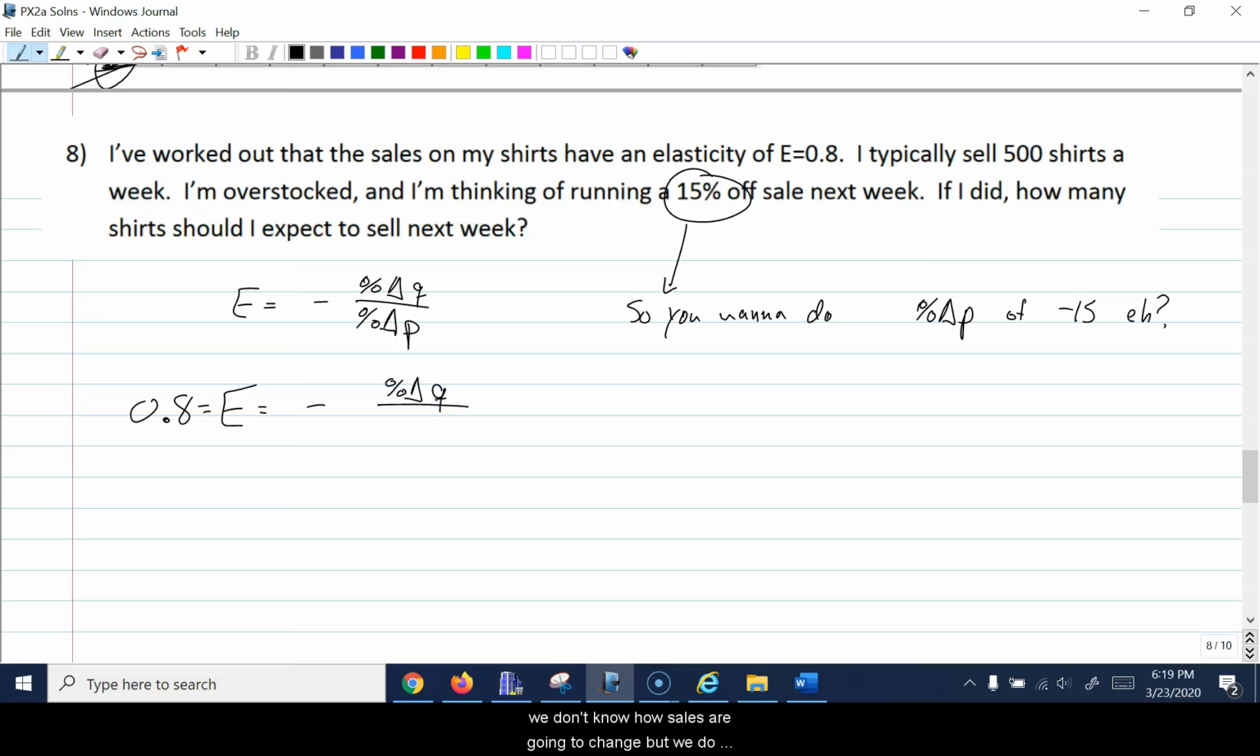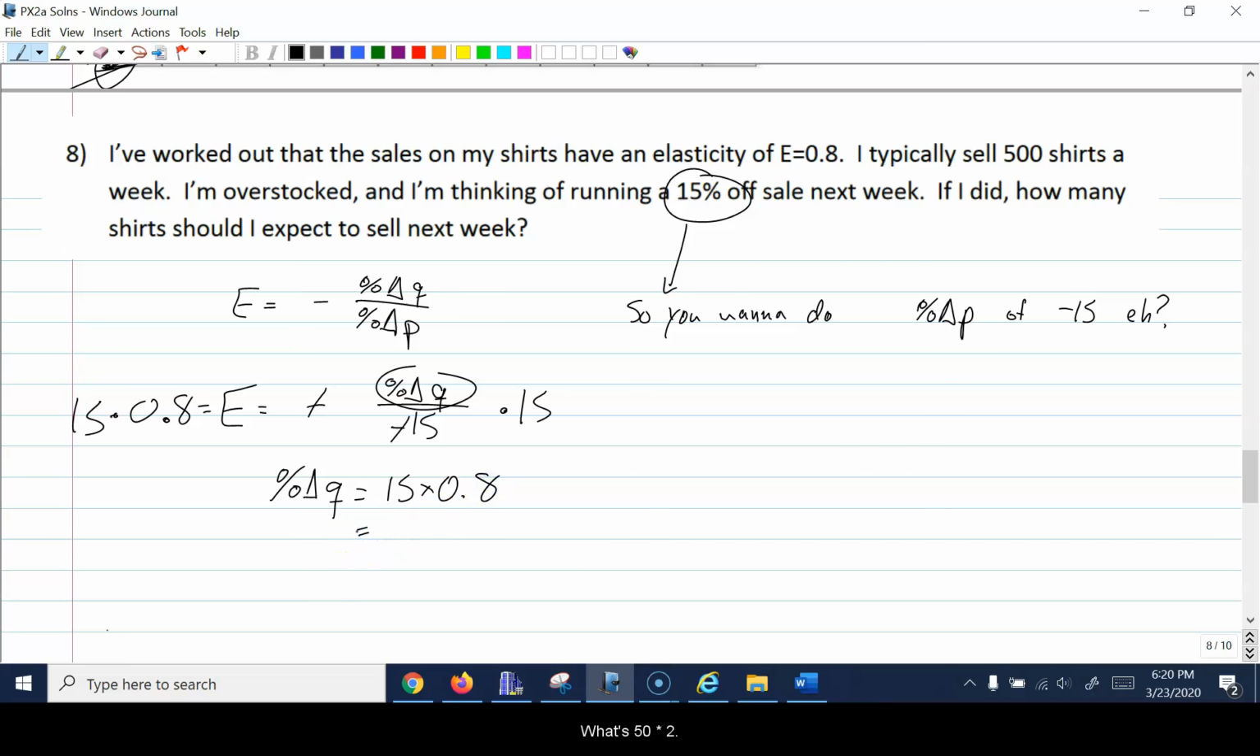So elasticity, which is 0.8, equals negative the percent change in quantity over negative 15. We don't know how sales are going to change, but we do know the price is going down 15, so these negatives cancel. To get the percent change in quantity by itself, we multiply both sides by 15. So the percent change in sales is going to be 15 times 0.8, which is 12. Wait, 15 times 0.8 is 12, so sales should go up by 12%.